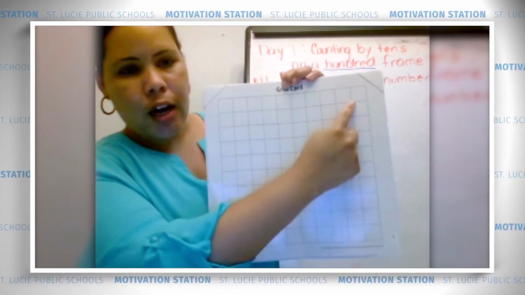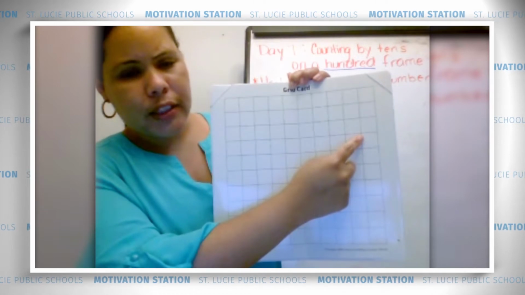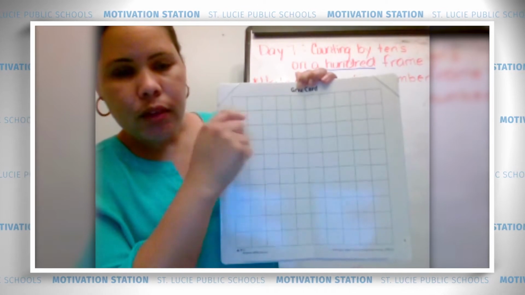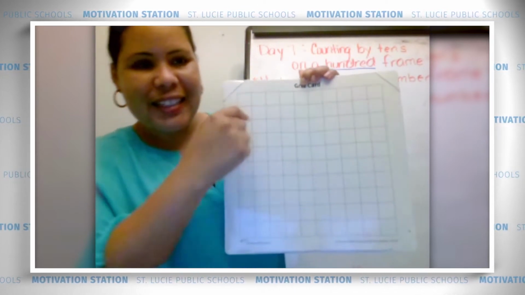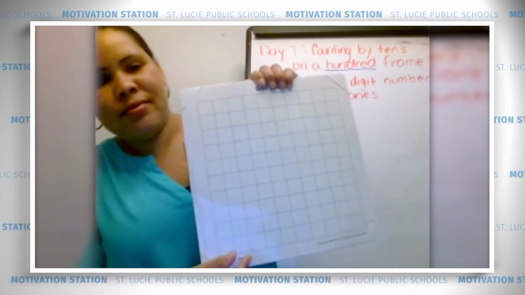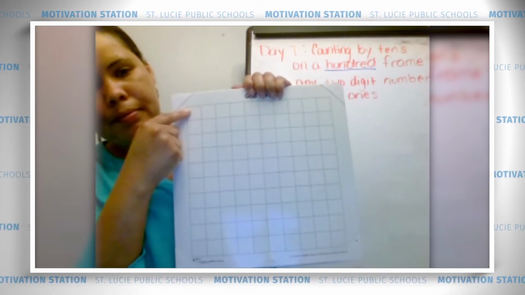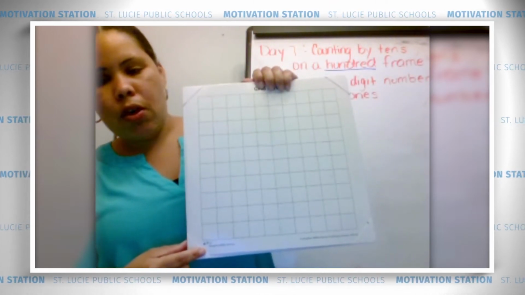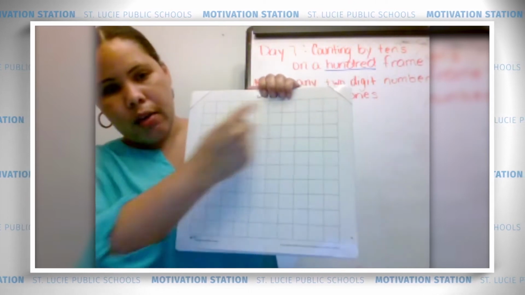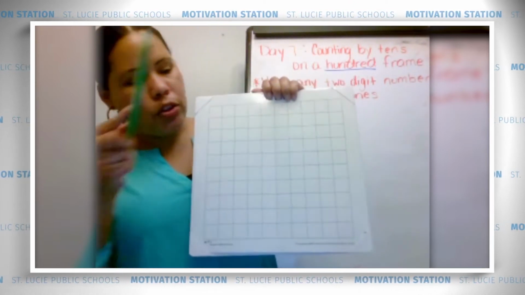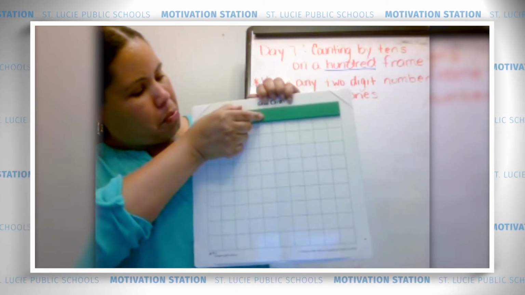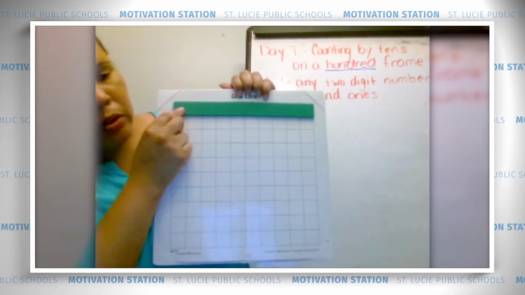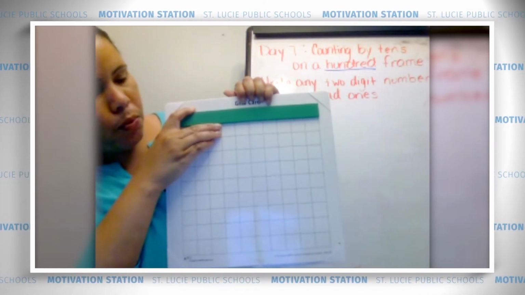So if this top row has 10 and these rows are the same length, they start at the same point, they end at the same point, they must also have 10. So we know that this row has 10, this row has 10, and we've said that all of these rows have 10 because they're all the same length. And we know that we counted these first rows. I'm going to use my green strip to cover this row. This green strip represents 10, a row of 10.